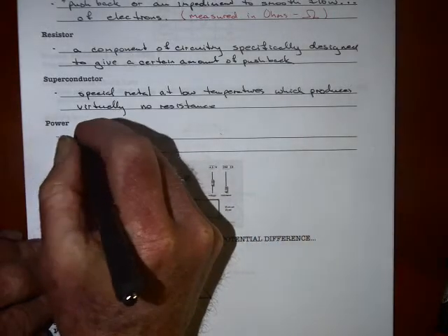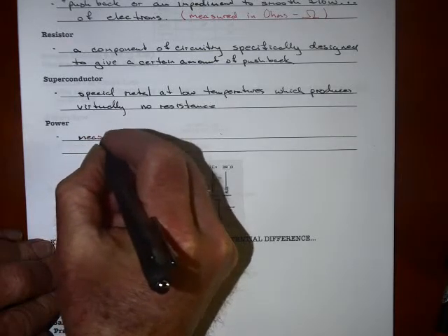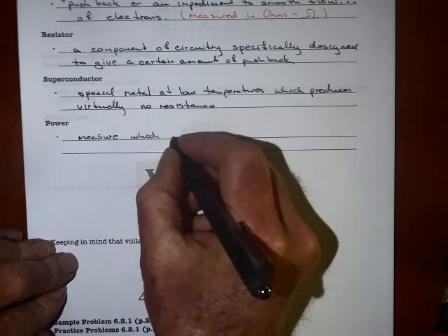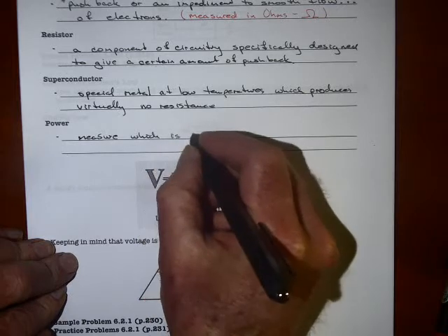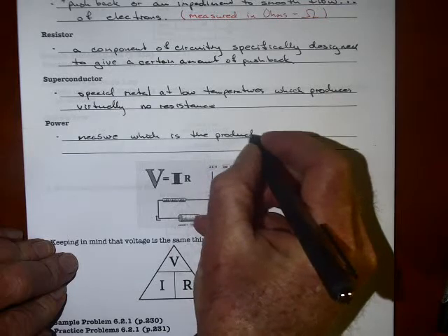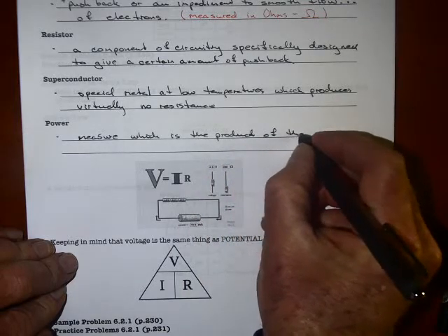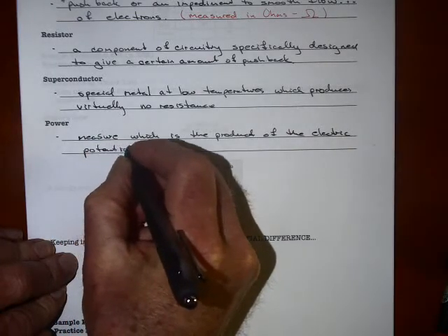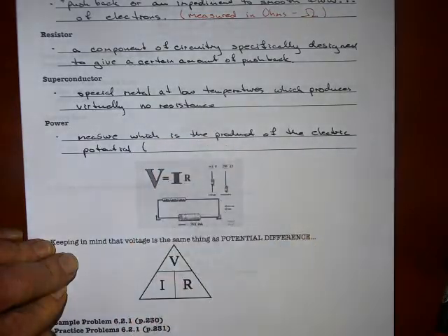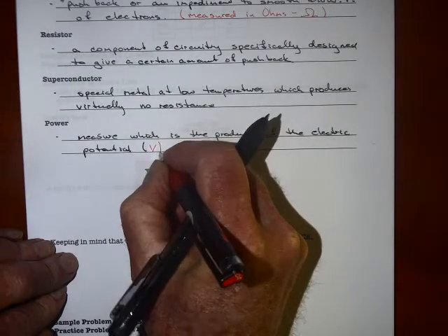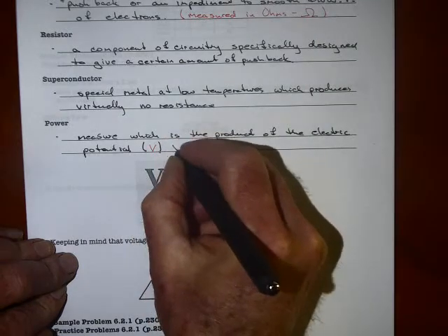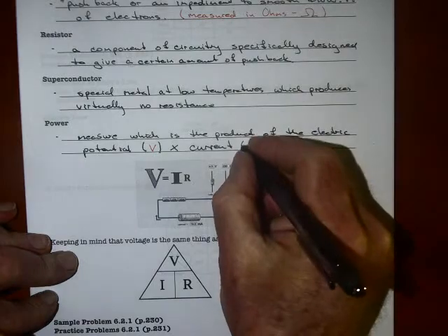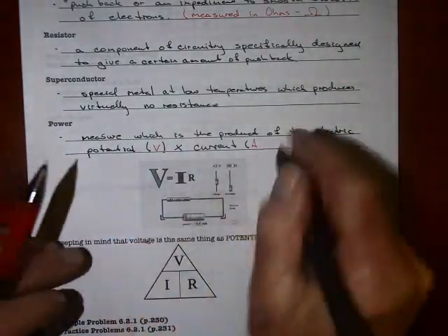And the last thing is power. This is a measure which is the product of the electric potential, which is volts, times the current. And that is measured in amps. Okay?